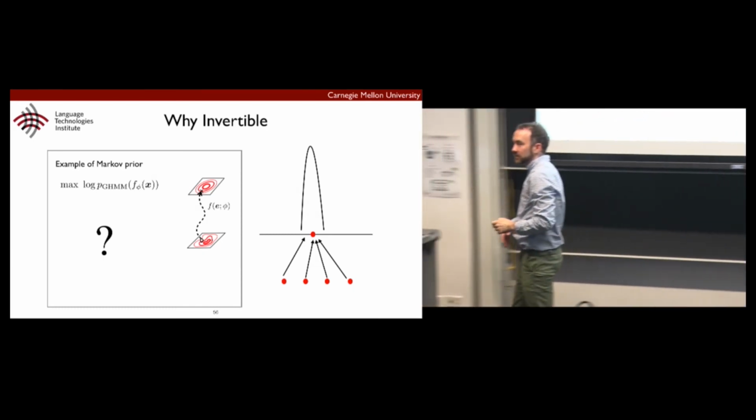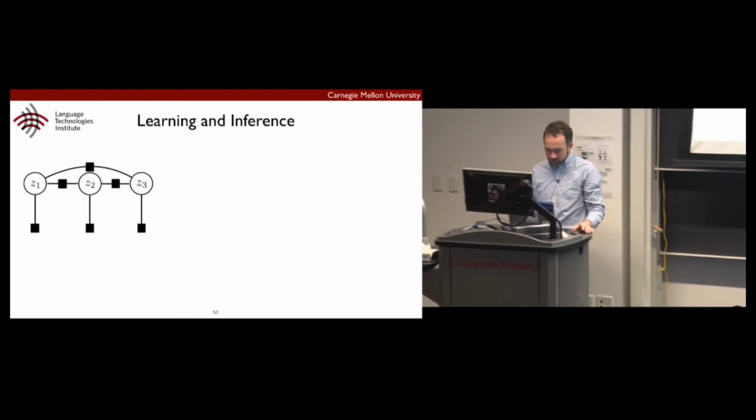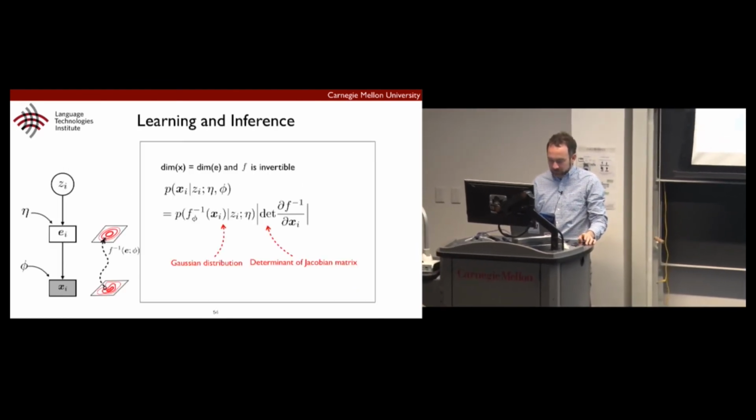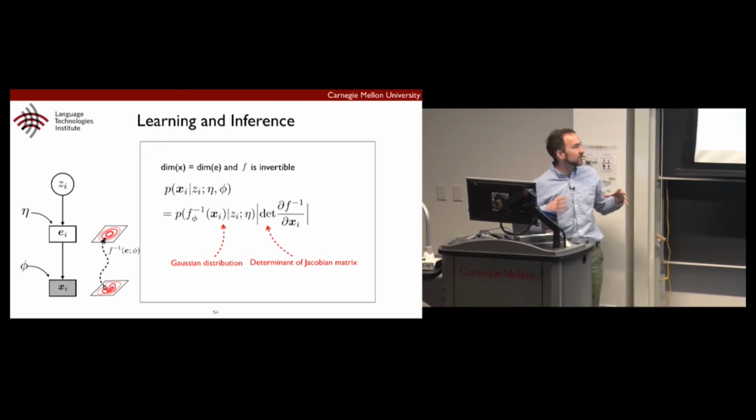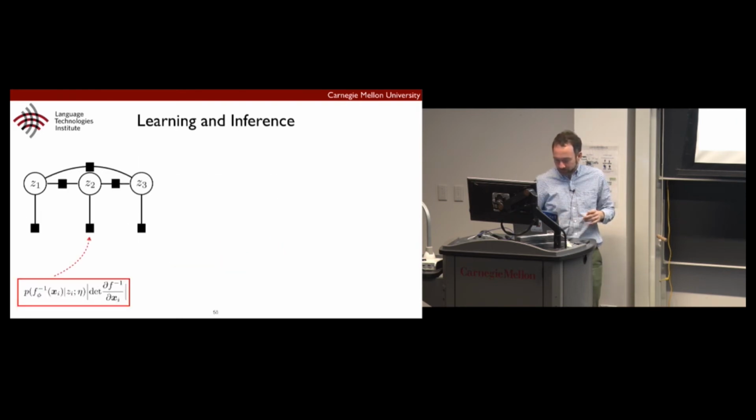And basically, what the determinant is doing is penalizing the transformation for contracting the space too much, I guess.